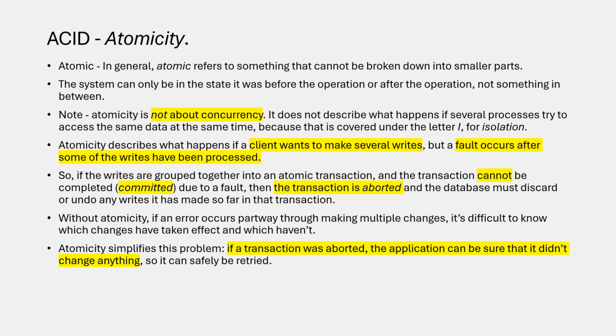Atomicity describes what happens if the client wants to make several writes, but a fault occurs after some writes, so you can roll back. Okay, so if writes are grouped together and inserted into a database, it will be committed, and if you are rolling it back, it is aborted. Two more options are there: you can abort it or you can roll it back. So this was about atomicity. Atomicity we have already discussed.